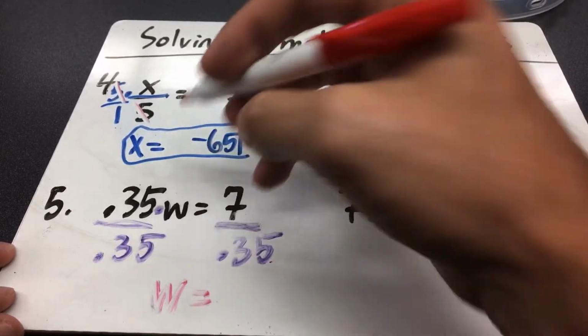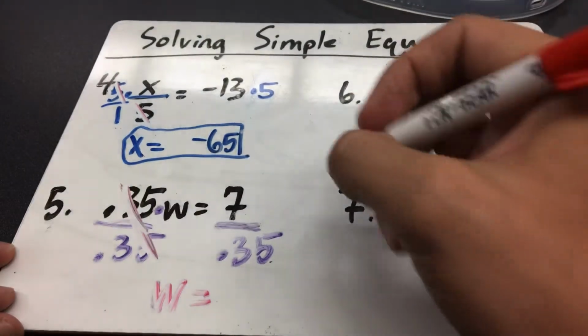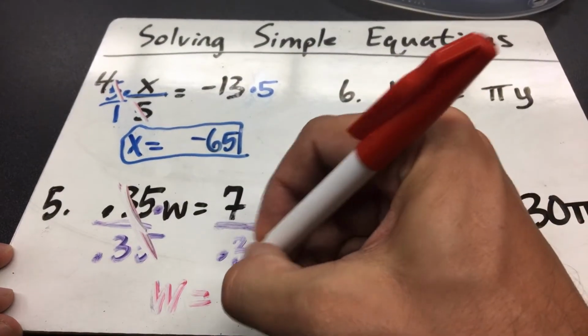So 35 divided by 0.35 is 1. That can cancel itself out. 7 divided by 0.35 is my answer.